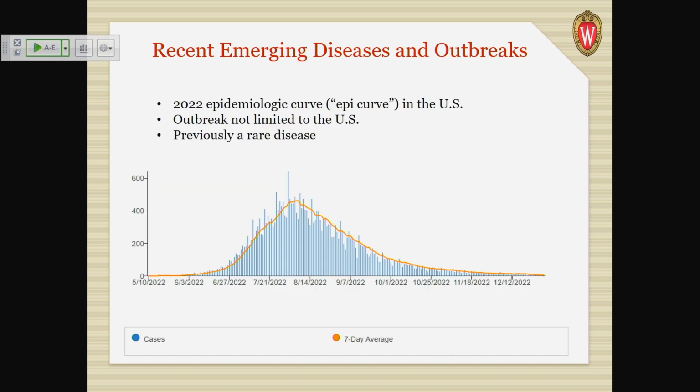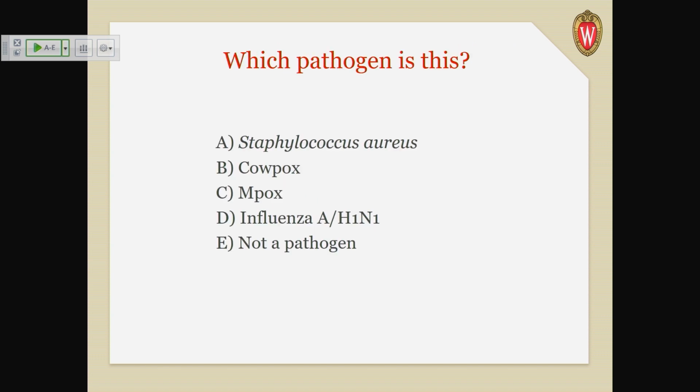So this particular one, we're going to start easy. Hopefully you got this one. This is the 2022 EPI curve, or epidemiologic curve. And an EPI curve is pretty simple. Basically, you chart the number of cases on the y-axis over time on the x-axis. This one goes up to about 600 at its peak. This particular pathogen, the outbreak was not limited to the US, and it was previously a pretty rare disease. So which pathogen is this? Staph aureus, cowpox, mpox, influenza A, or not a pathogen? I'll give you a clue, it's not E.